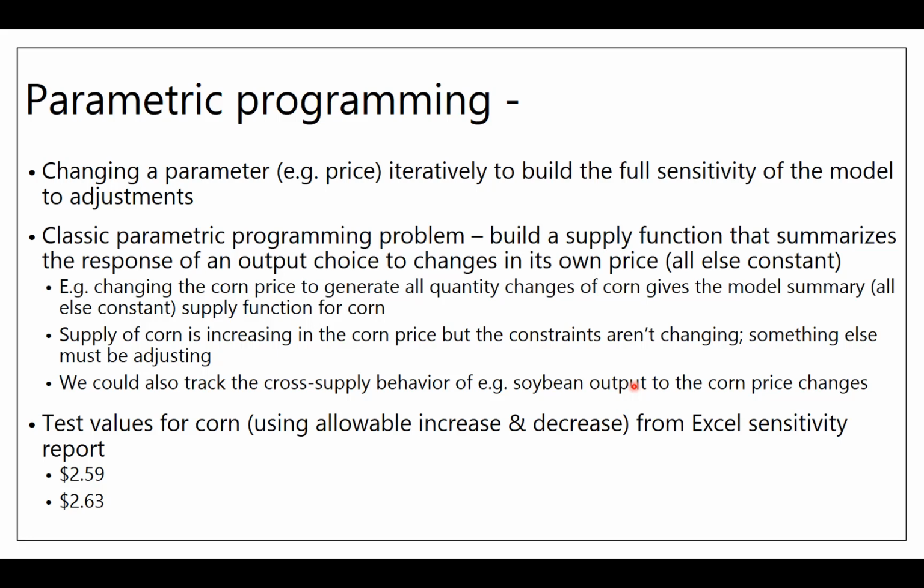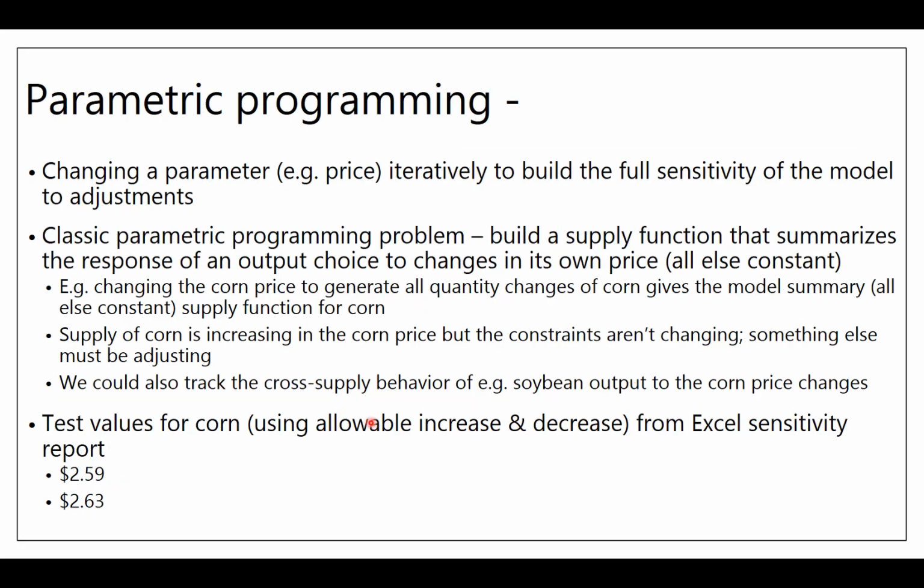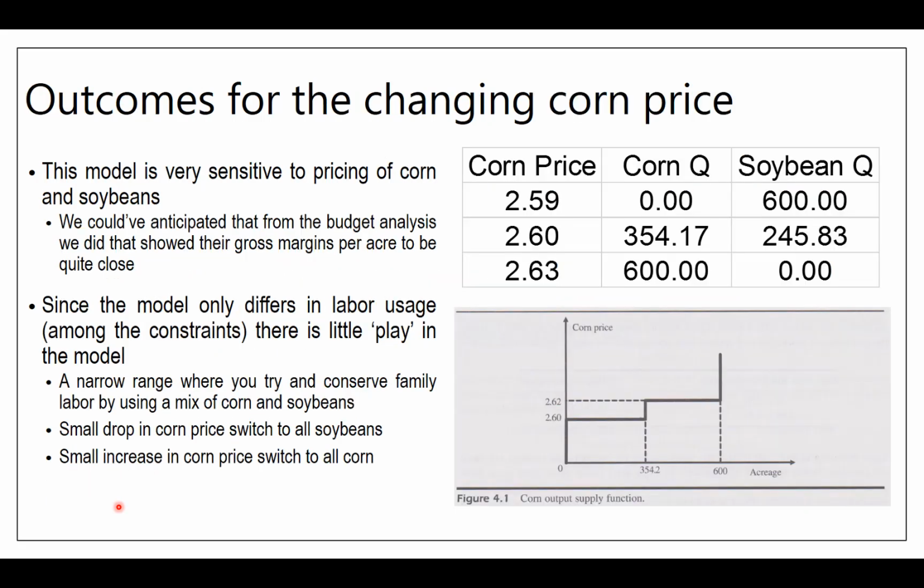Okay, so from the sensitivity from the Excel report here, we have our two test values. We need a 259 corn price and a 263 corn price to see what kind of changes we would get. And so we know the model is going to be sensitive. We know it's going to change, and so we could run those simulations. And so in the spreadsheet, just change your corn price to 259, hold everything else at the base value, solve it, and you get the corn quantity in acres is 0. The soybean quantity is 600.